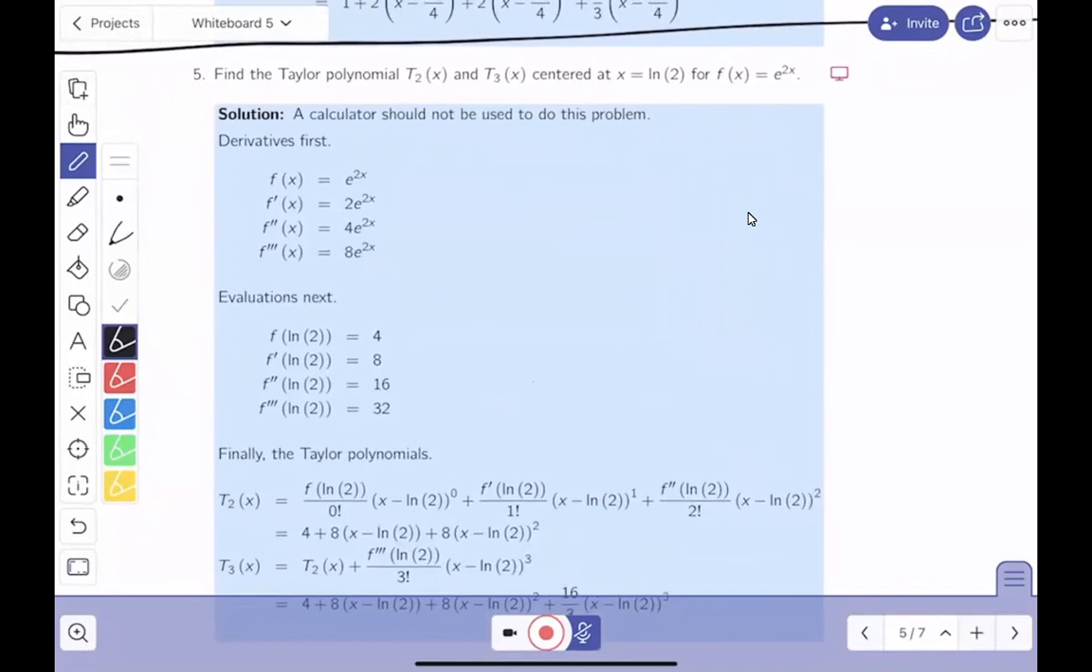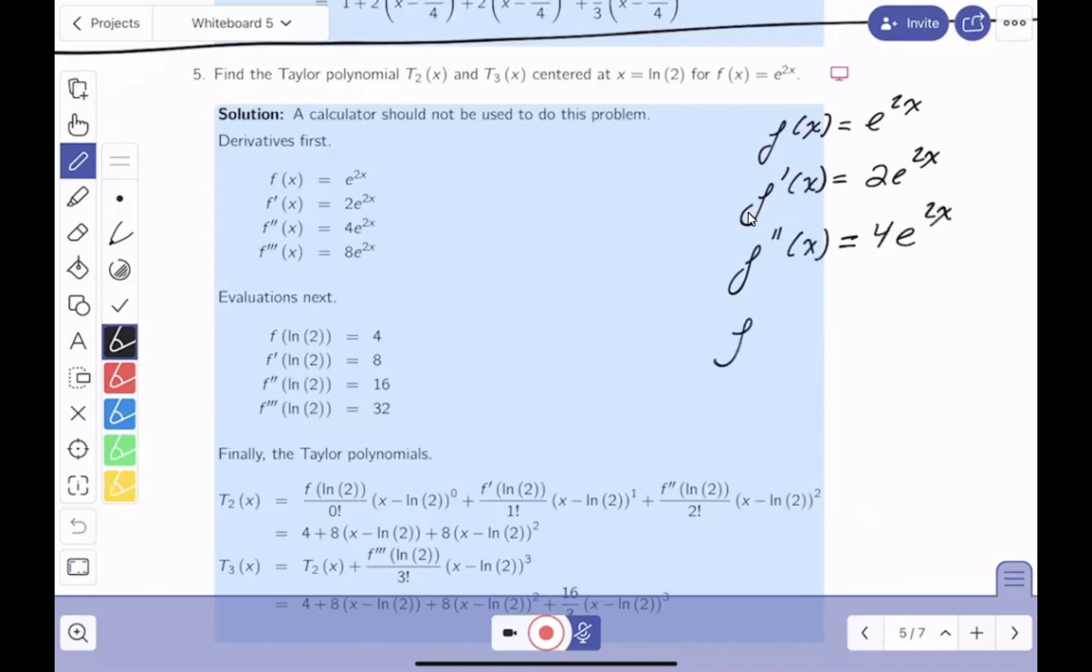So the first thing I'd write down is what f of x is, and that's e to the 2x. And the derivatives over here are really going to go smoothly. f prime is going to be 2 e to the 2x. f double prime is going to be 4 e to the 2x. F triple prime is going to be 8 e to the 2x.